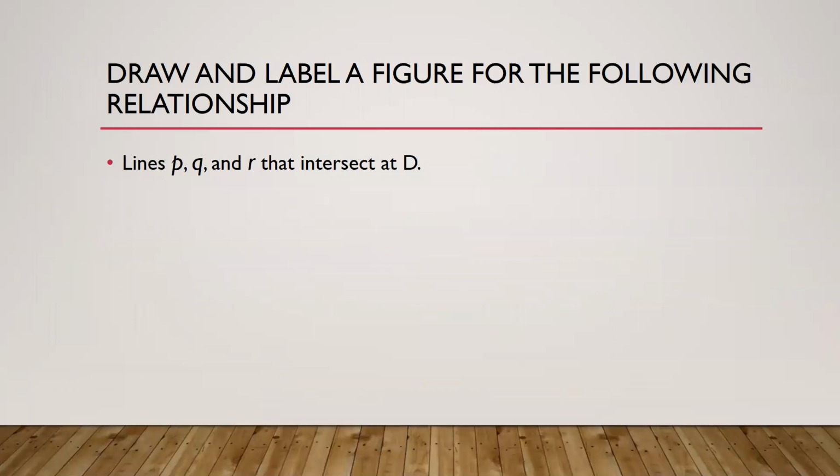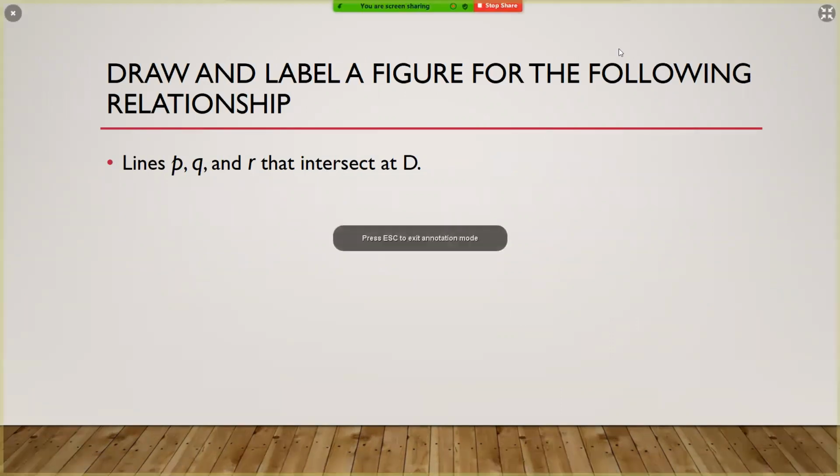For the next slide, we're going to draw and label a figure for the following relationship. And the relationship we were given is we're going to draw lines P, Q, and R that intersect at D.